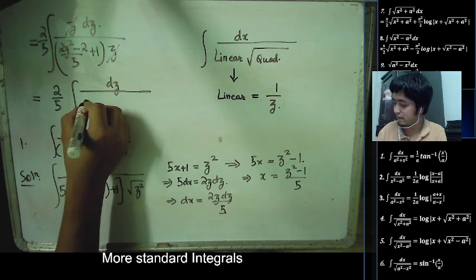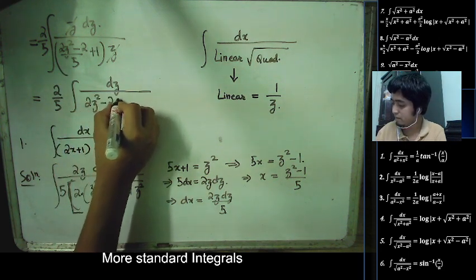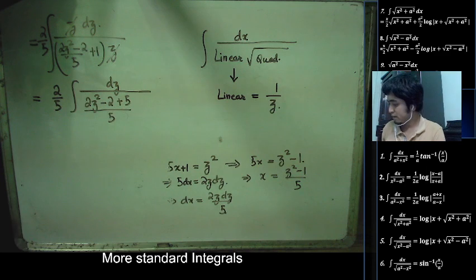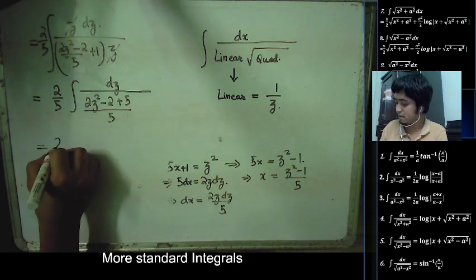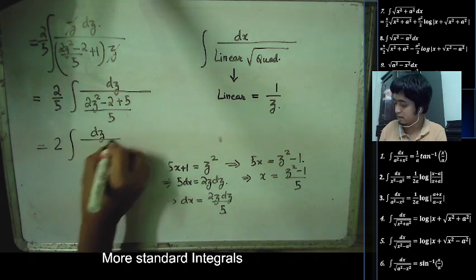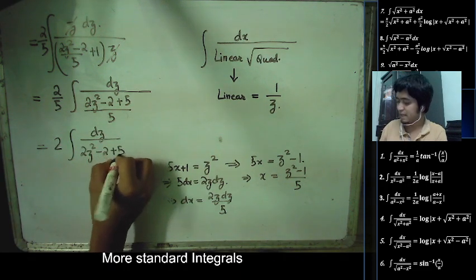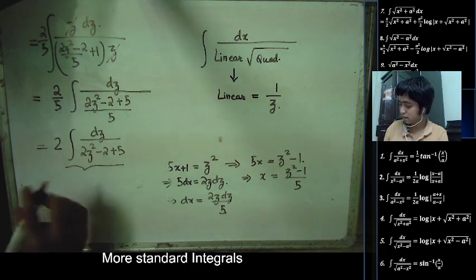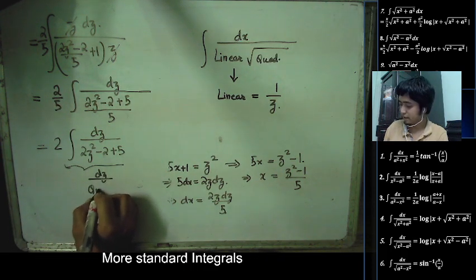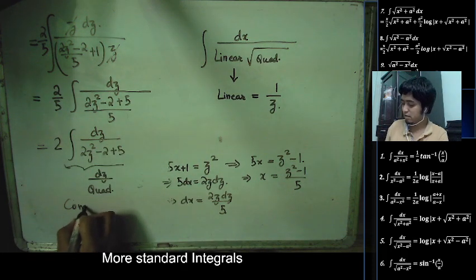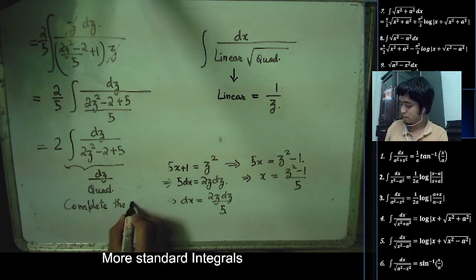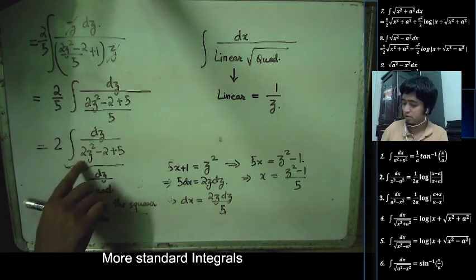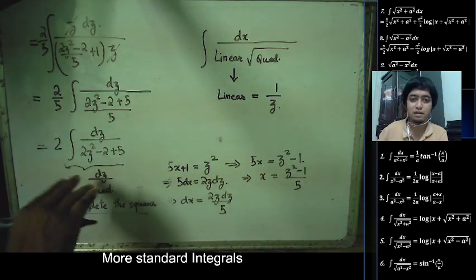Then I can do some simplification again. This 5 and this 5 will get cancelled, leaving dz. Now if you see, it has been changed into dz by root quadratic. So now you will need to complete the squares. Again, I won't do it. Complete the squares, and then after completing the squares, like we had done before, take common 2 and then use the formula.